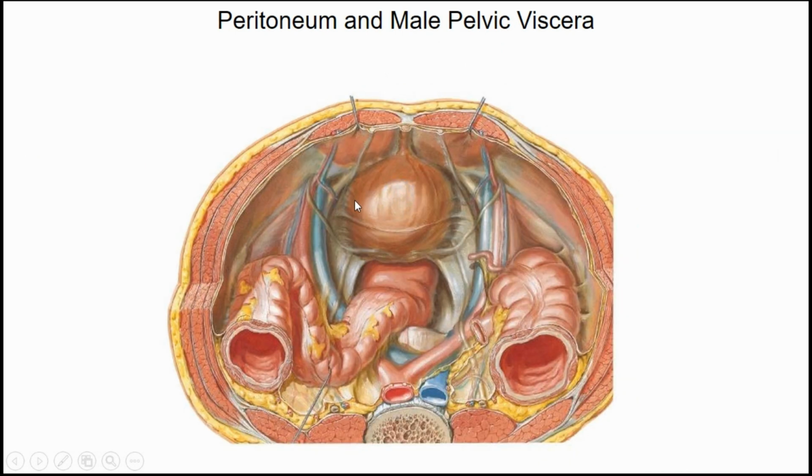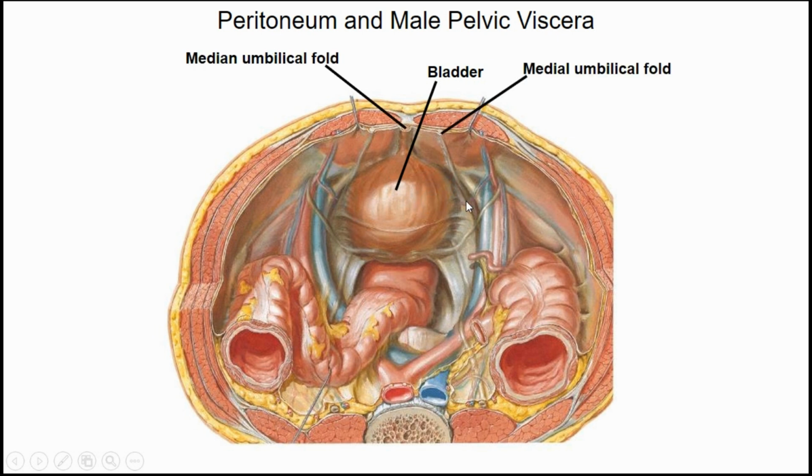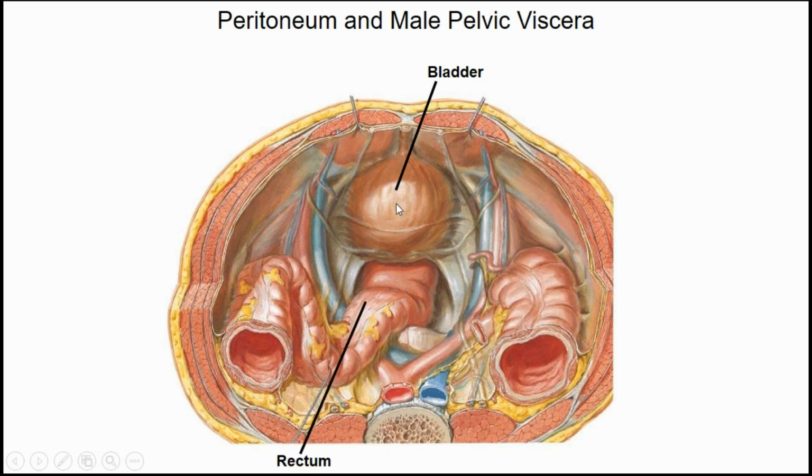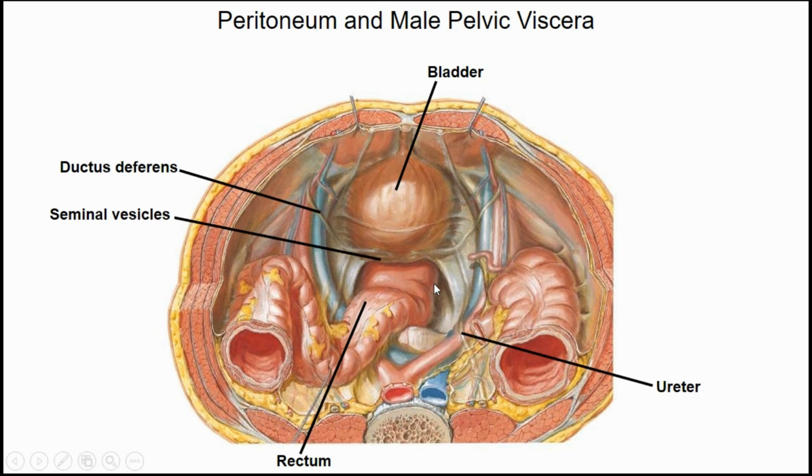The same basic principle holds true in the male, we just don't have a uterus to account for. So there's the bladder and the median umbilical fold. Medial umbilical fold right there, and inferior epigastric vessels covered by peritoneum, making the lateral umbilical fold. Same basic ideas. We've got the rectum, and between the bladder and the rectum, we're going to have the ductus deferens coming in, meeting up with the seminal vesicles, and they're going to pierce the prostate, which we can't quite see here because it's at the base of the bladder.